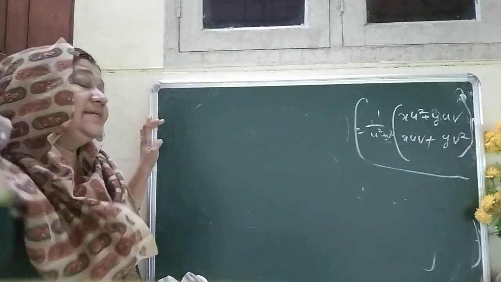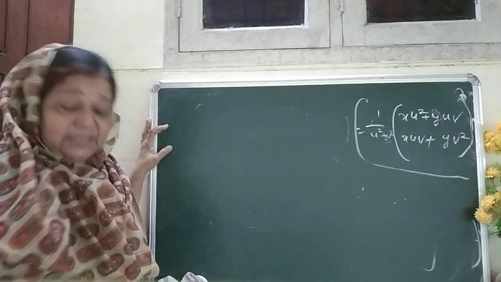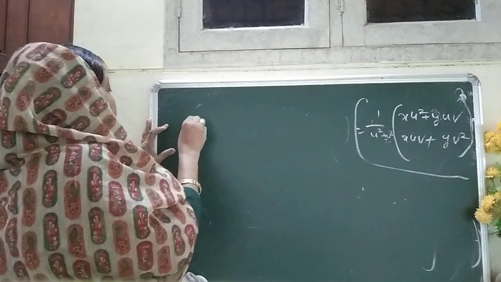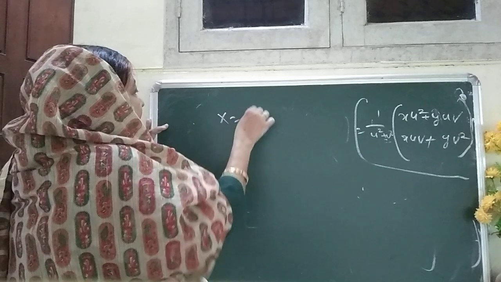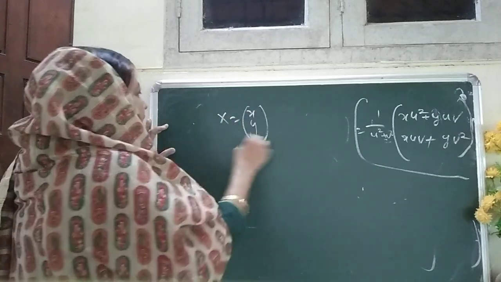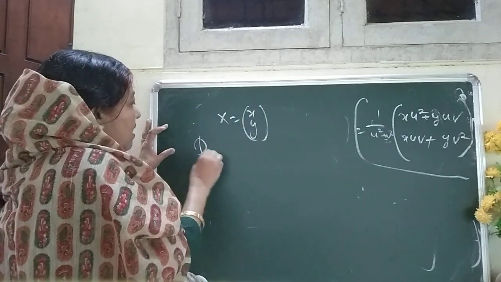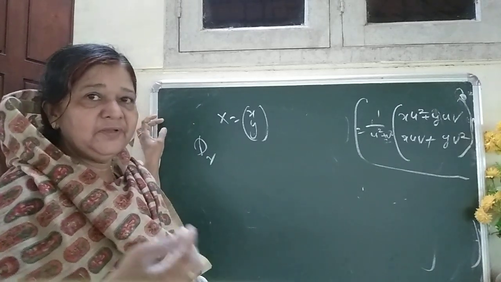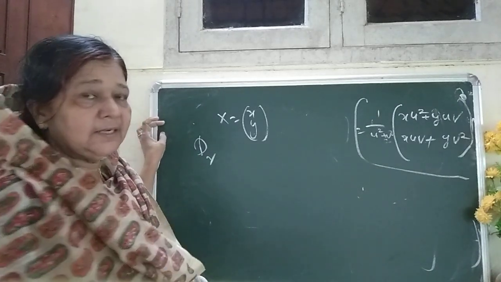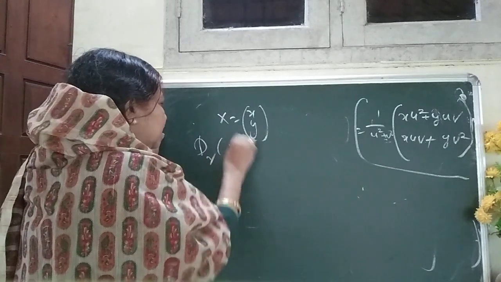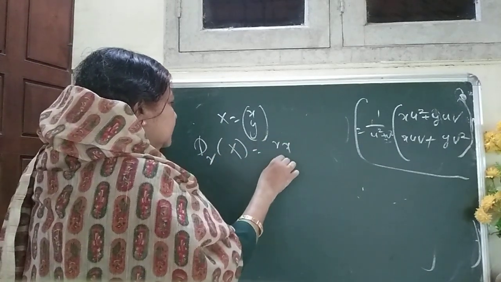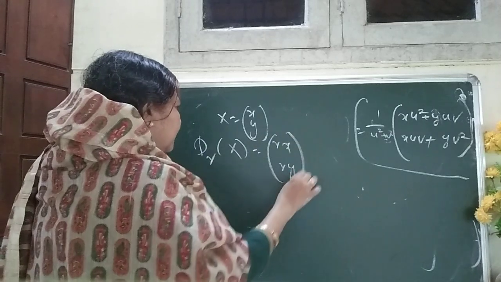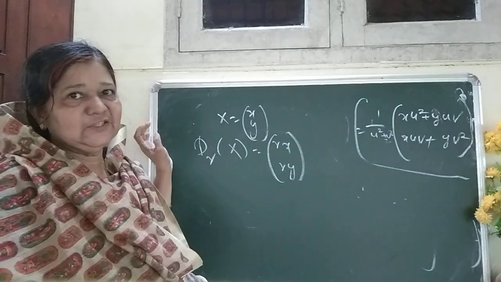Then another transformation is stretching. Stretching means, suppose x is any vector, say (x, y), then stretching by r, maybe 1 by 2, etc. Any transformation, we know, in daily life we have so many transformations. So D_r of (x, y) equals (r x, r y). That is the stretching transformation.